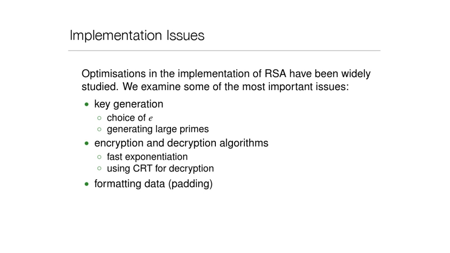And implementation issues of RSA. So we have to optimize the implementation of RSA for better use, for secure use. Some of the most important issues are key generation, and there the choice of E, the public key, and generating large primes. They are the things that the engineers or the programmers have to really consider when implementing RSA.